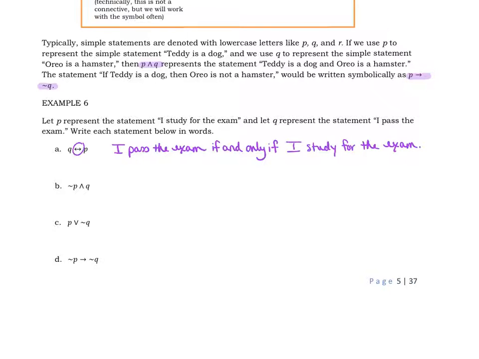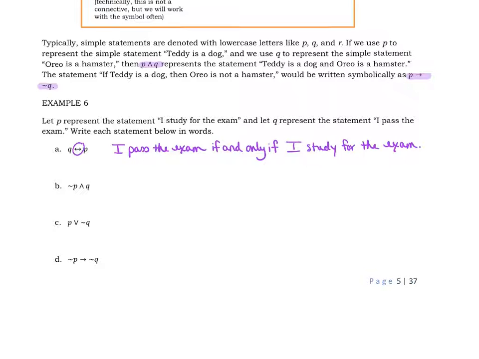Okay, so I pass the exam if and only if I study for the exam. Now, one other thing to point out is verb tense really doesn't have anything to do with what's going on. So if you think that sounds awkward, you could change the tenses around and say something like, I will pass the exam if and only if I study for the exam. That would probably be the more natural way to say it.